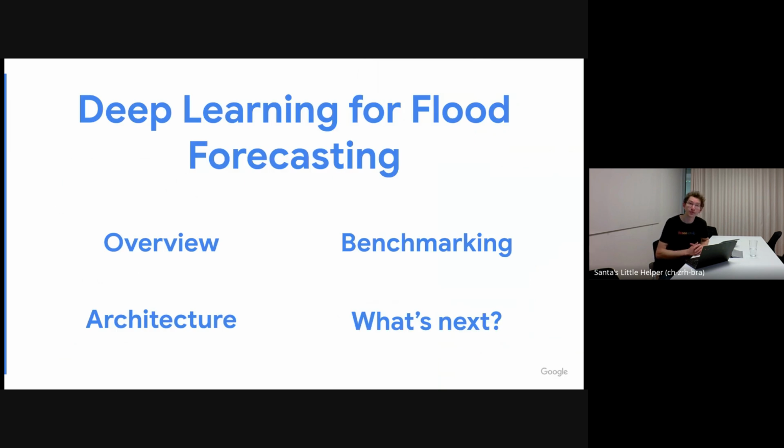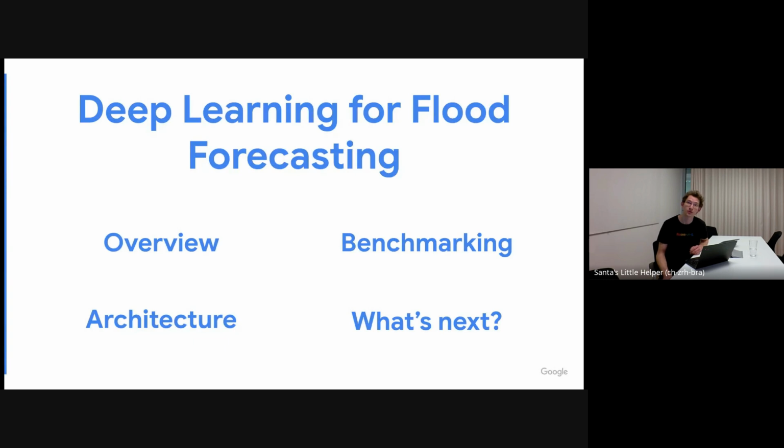So, a brief overview of the presentation. I will start with a bit of motivation. I think there's also probably a lot of people on the call who are not really familiar with flood forecasting or hydrology in general. And so I'll start with a bit of motivation and explain sort of what actually are we trying to model here.